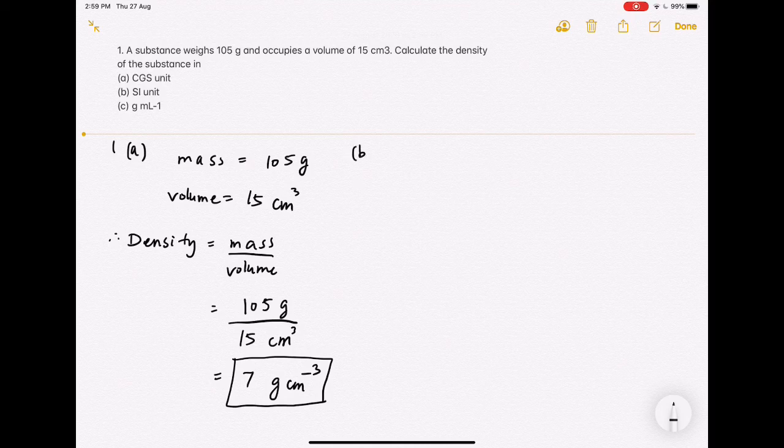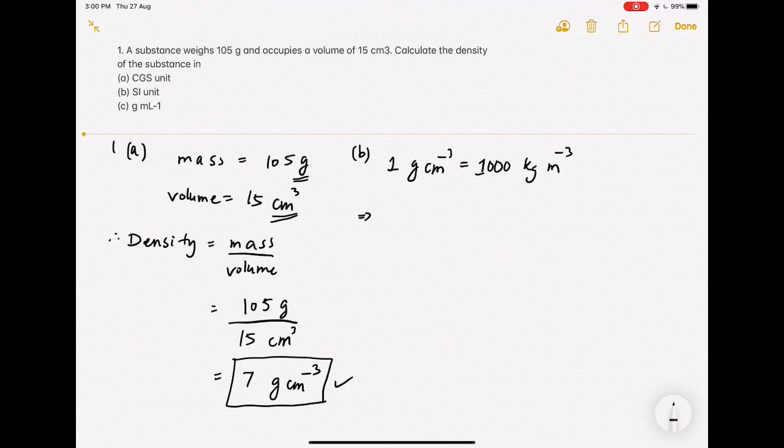Now part B of the same question, I have to express in SI unit. The SI unit of density is kilogram per meter cube. Now either I can convert the given mass in grams into kilograms and the volume centimeter cube into meter cube and do the division to find out kilogram per meter cube. But since we have already found out the density in grams per centimeter cube, we can use the relation between these two units. We know that 1 gram per centimeter cube is actually equal to 1000 kilogram per meter cube.